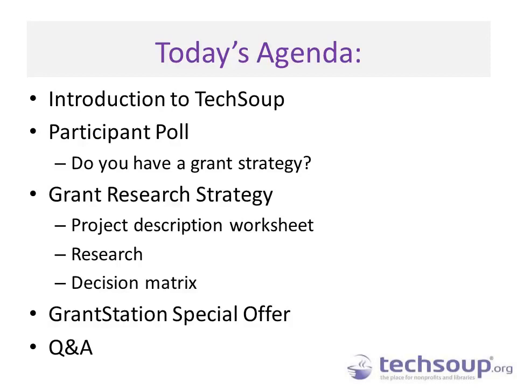A look at today's agenda. We'll be doing a quick introduction to TechSoup in case you're not familiar with us. We'll have a moment where you, our participants in today's webinar, can participate in a poll and tell us a little bit about your strategy. And then we'll talk about that grants research strategy and how to simplify it using tools like a project description worksheet, how and where to do research, and talking about how to create a decision matrix so you know which grants to go after and which ones are most strategic for your work. We'll also have a few minutes to talk about the special offer that GrantStation is making available coming up next week through TechSoup, and we'll have time for Q&A.